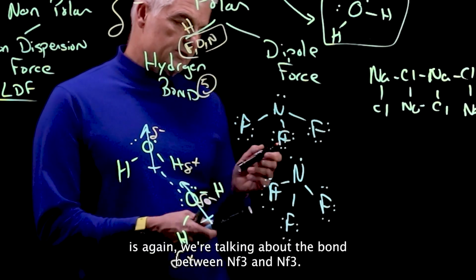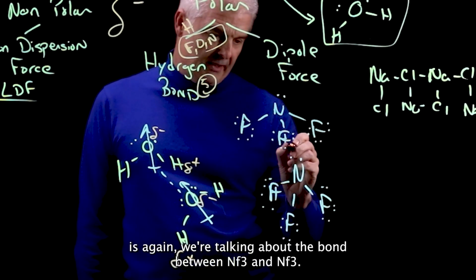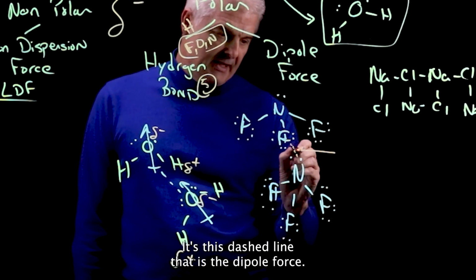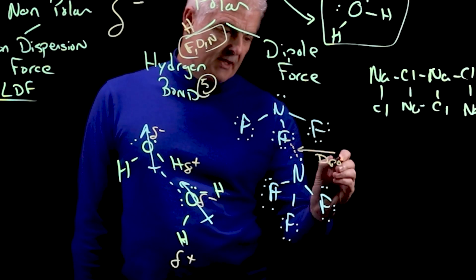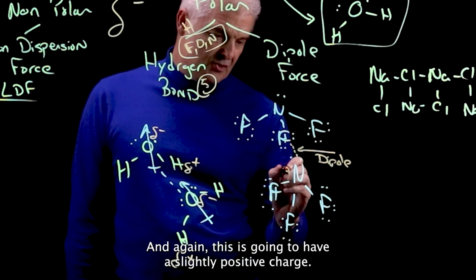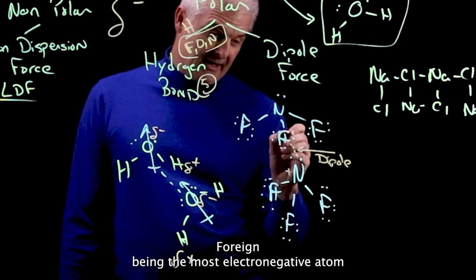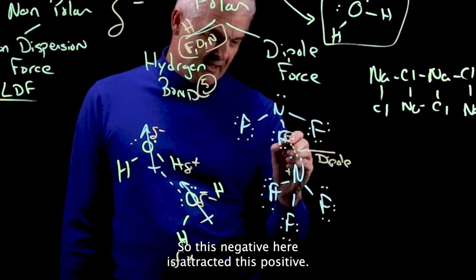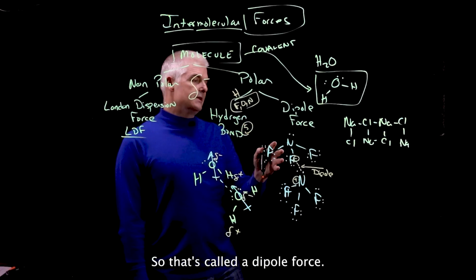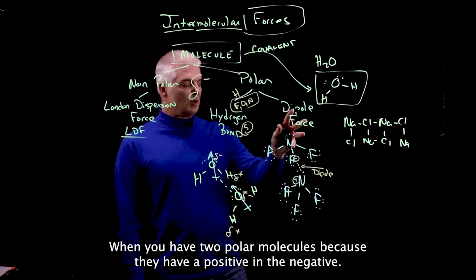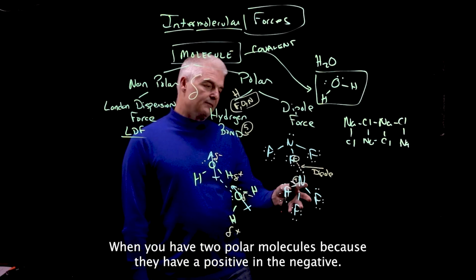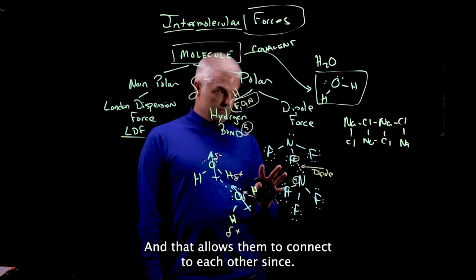But what's going on here is, again, we're talking about the bond between NF3 and NF3. It's this dashed line. That is the dipole force. And again, this is going to have a slightly positive charge. Fluorine being the most electronegative atom is going to be the most negative charge, so this negative here is attracted to this positive. So that's called a dipole force. When you have two polar molecules, because they have a positive end and a negative end, that allows them to connect to each other. Make sense?